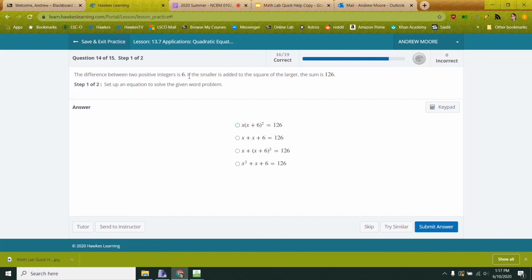It says, if the smaller is added to the square of the larger, so we're going to be adding between this. This has multiplying. We're also going to have a square in it. So it's only going to be these two. But since that one's multiplying, it has to be this one. So this is going to be our answer.